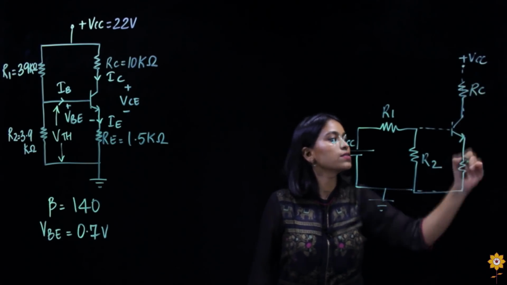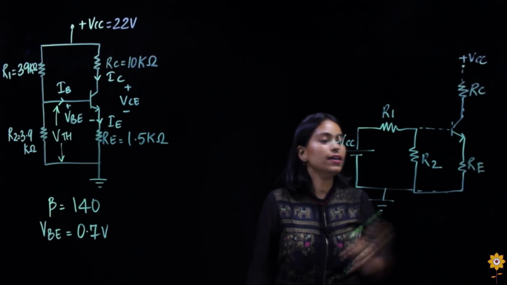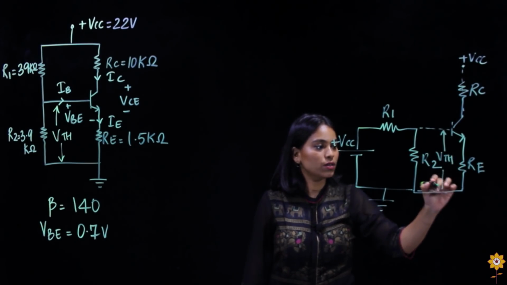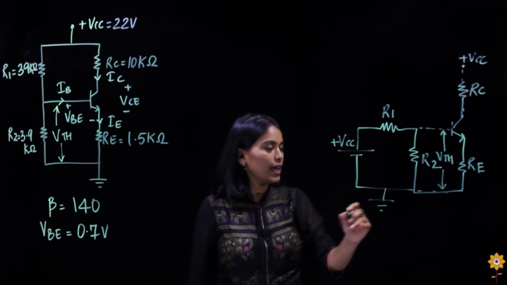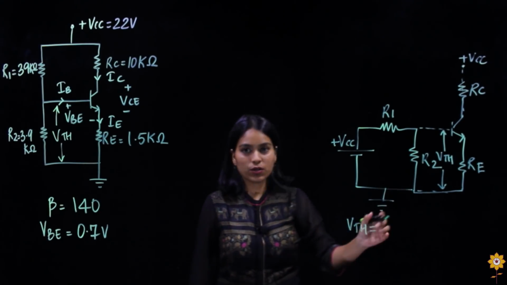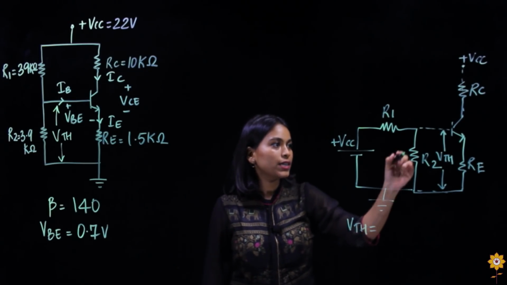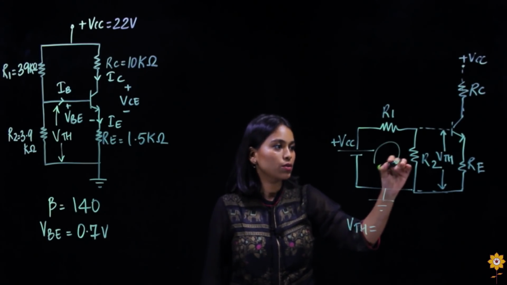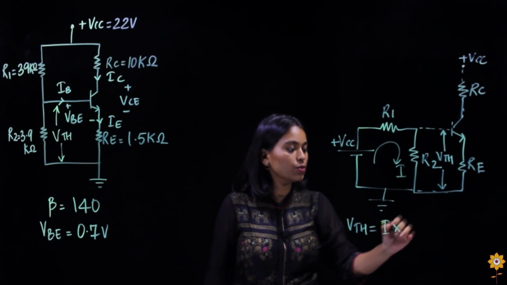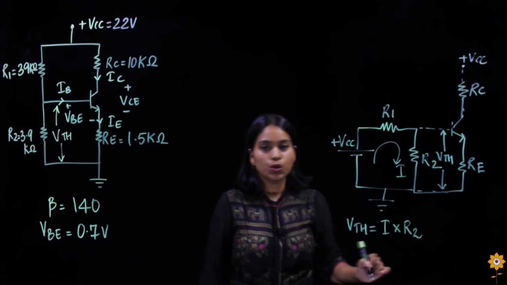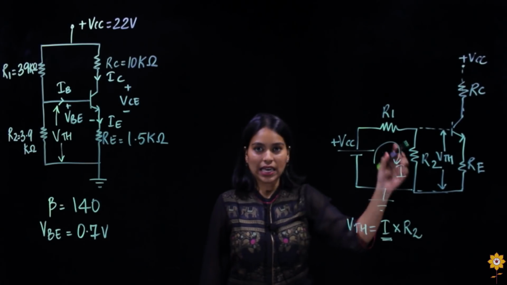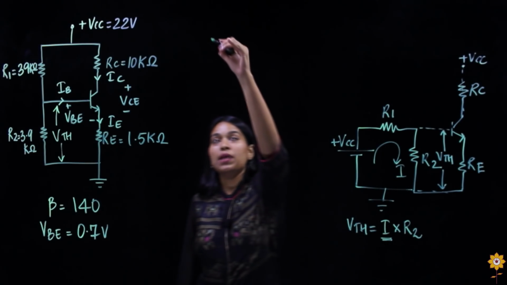This is CRE. So now VTH is over here. So VTH is equal to the voltage drop across R2. So suppose current I is flowing through R2, VTH is going to be I into R2. So now we will have to find out I. So to do that, we will apply KVL. Okay. So let's apply KVL.